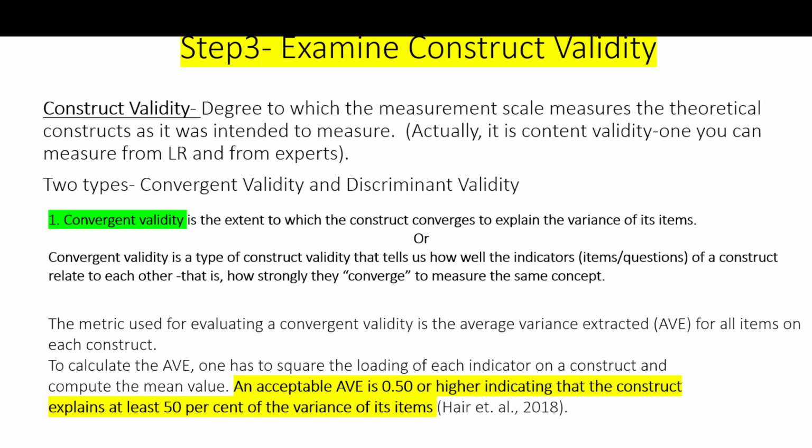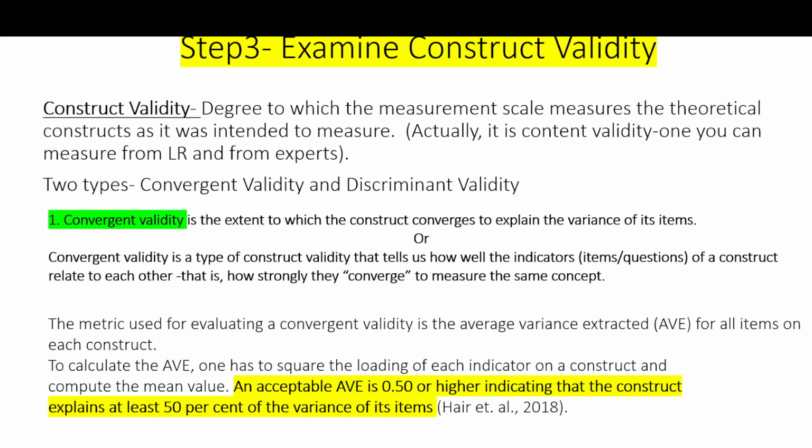In this video we'll discuss how to examine construct validity. So let us understand what construct validity is. Construct validity is the degree to which the measurement scale measures the theoretical constructs as it was intended to measure. Actually, it is content validity once you can already measure from literature review or from experts.